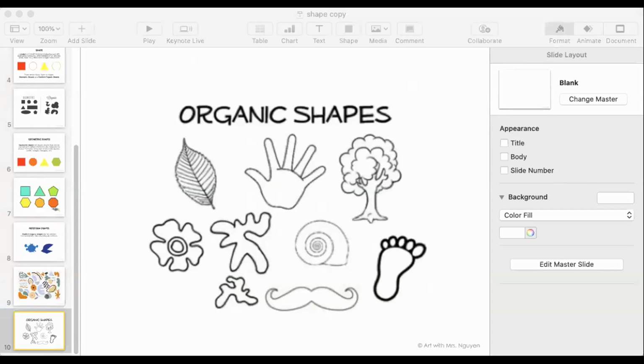Okay, so super simple shapes. Again, just one of these building blocks of art. And we will continue to look at these.